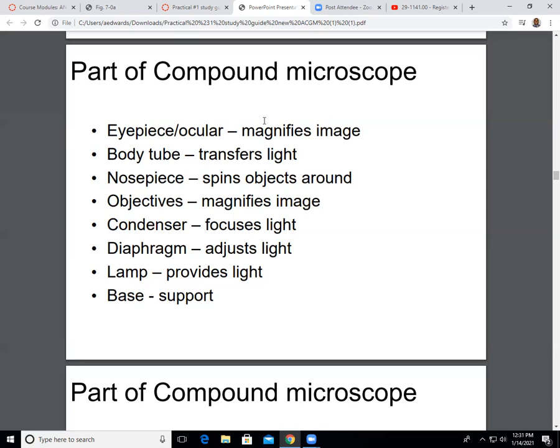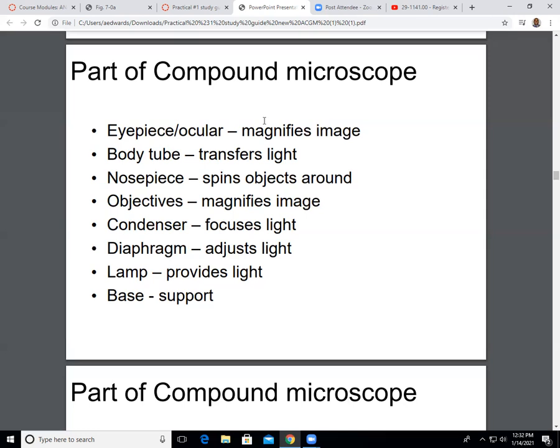So the nose piece spins the objects around. All right. And you're supposed to have two hands on the microscope, so I'll show you that. But basically, here's your nose piece. Spins your objectives around, essentially. All right. You have the objectives. These are the different objectives. They magnify the image. Okay? They each have a different level of magnification.